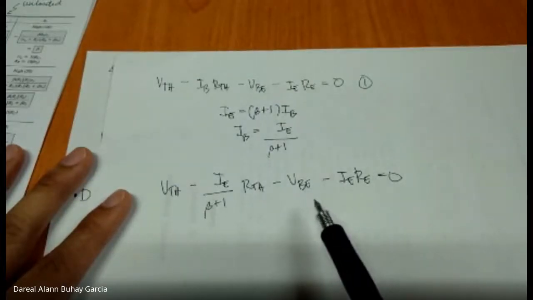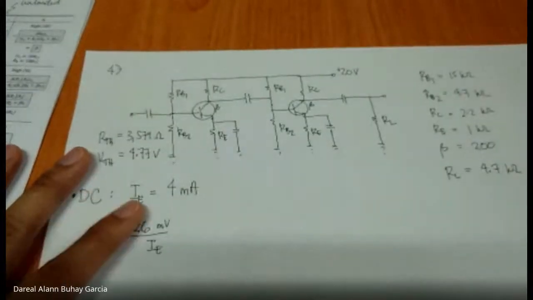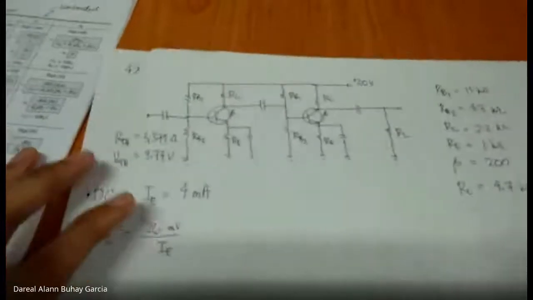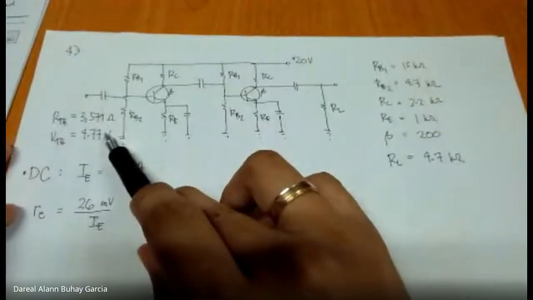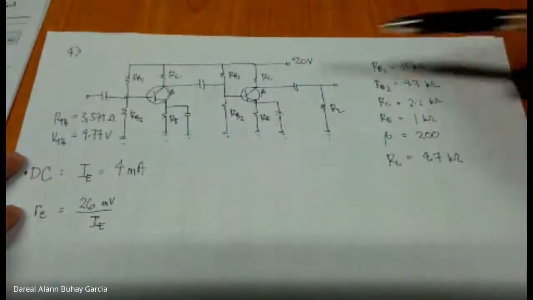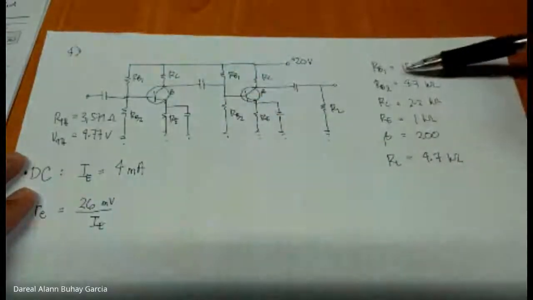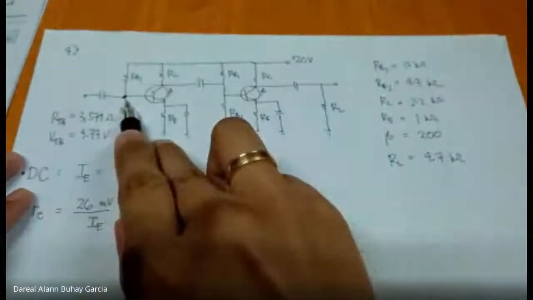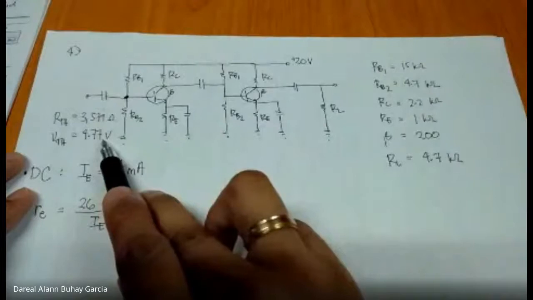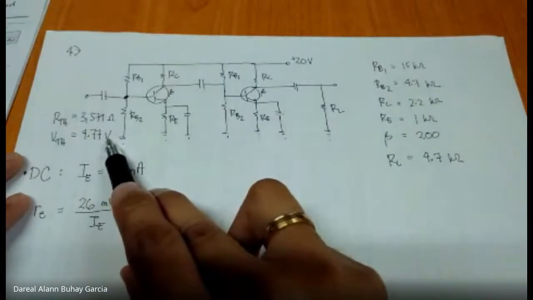So, one equation, one unknown, considering na kuha na si VTH ug si RTH. Si RTH is the parallel resistance ni RB1 and RB2. Correct? Si VTH is si voltage divider drop ani nga point, R2 over R2 plus R1 times voltage source. So 4.7. Voltage divider gyud, di ba?